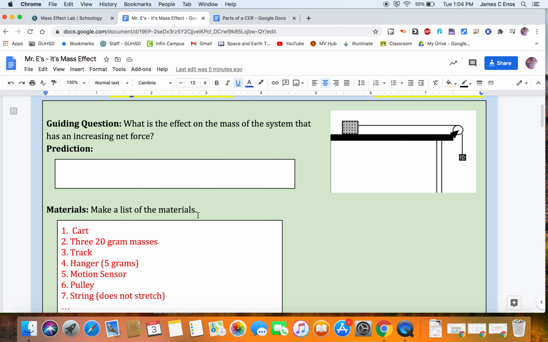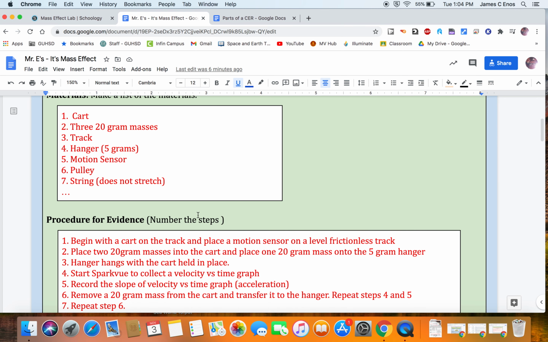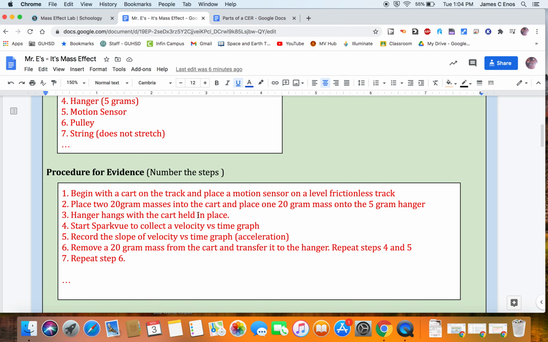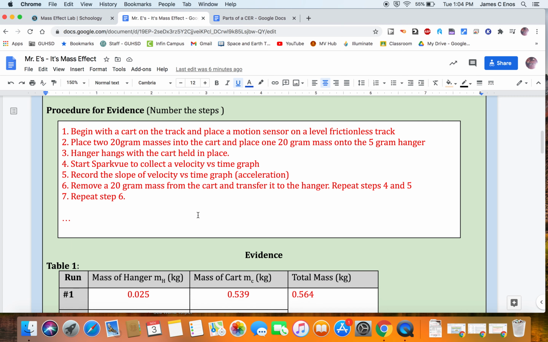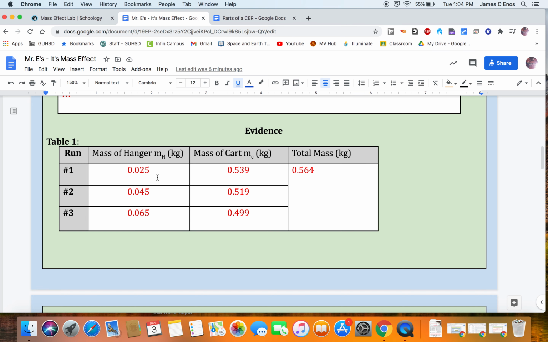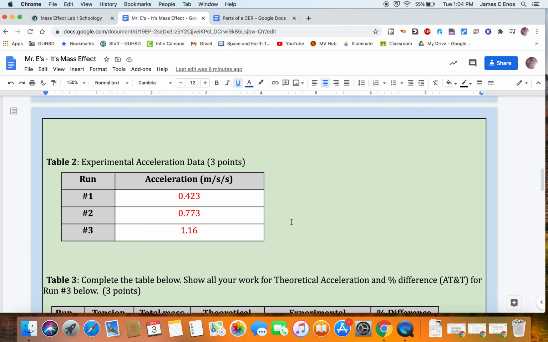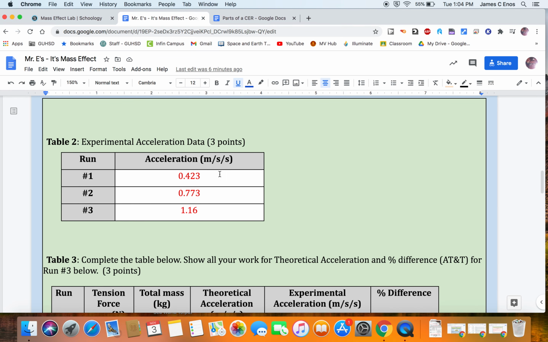So make a prediction. I have given you the materials and the procedure, so I want you to be precise about the procedure that you're given as well as the materials. The evidence is going to be these data tables, where we have the mass of the hangar, the mass of the cart, and the total mass of the system, which remains constant for the entire time. This is the data that you're going to be able to use for your own experiment.